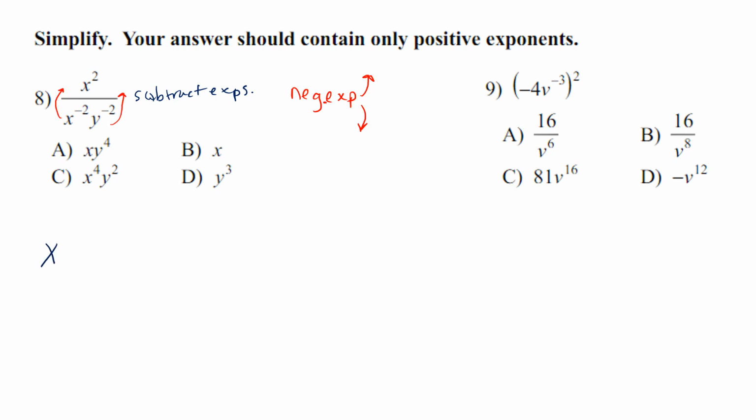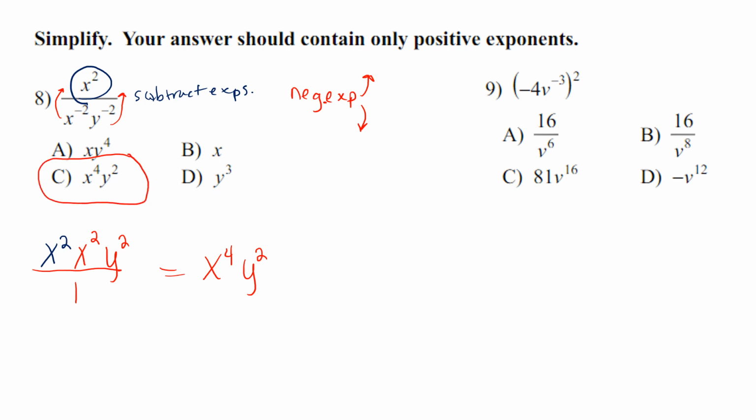So the x squared stays, that's this guy. I'm going to put the other ones in the other color so you'll know what I'm doing. And that would all be over 1 so far. So the x to the negative second is going to come in the numerator. Y to the negative second will also move up to the numerator. So now everything's just over 1. And I can use that product property. X squared times x squared would give me x to the 4th times the y squared already there, all over 1, which gives me answer choice C. There we go.